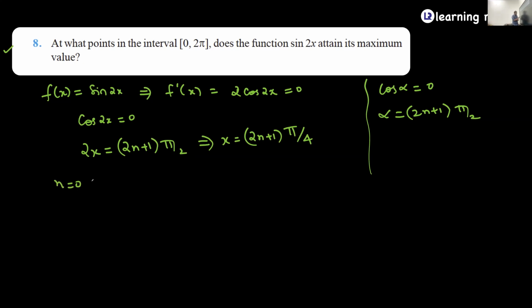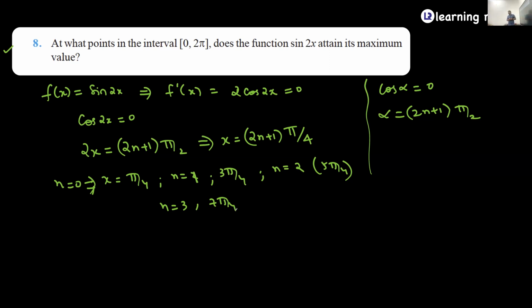When I put n is equal to 0, I get x is equal to pi by 4. When n is equal to 1, you will get 3 pi by 4. When n is equal to 2, you will get 5 pi by 4. N is equal to 3, 7 pi by 4. N is equal to 4, 9 pi by 4, which is greater than 2 pi, we don't need it. So the four values we have are pi by 4, 3 pi by 4, 5 pi by 4, and 7 pi by 4.